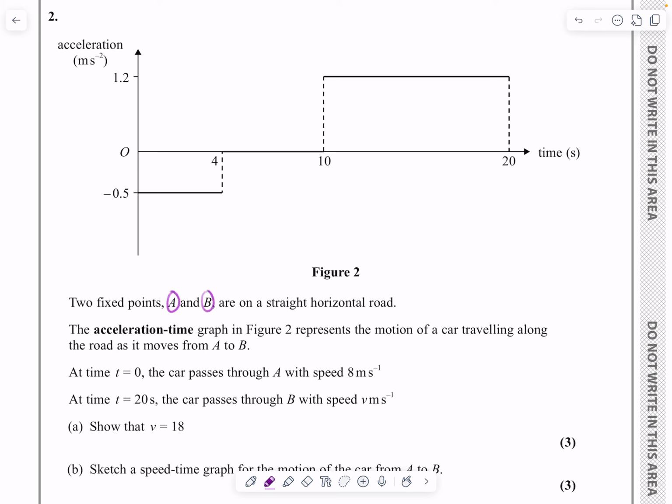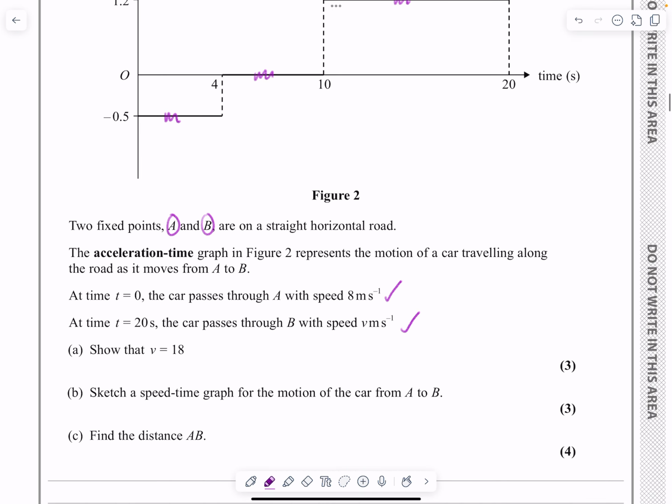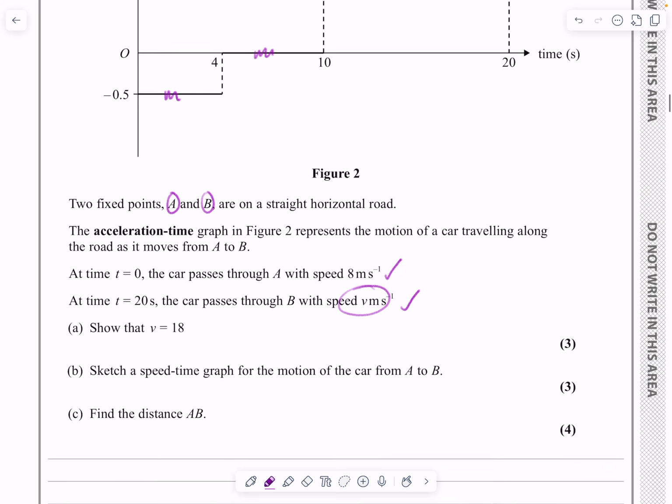If this is the acceleration time graph, I know that it's decelerating for the first 4 seconds, then it's moving with a constant speed, there's no acceleration there at all, and then finally for the last 10 seconds it's accelerating at 1.2. It gives me information here, tells me what the speed is at A, and asks me in particular to work out the speed at the end of the 20 seconds. Right, okay, I can do that.